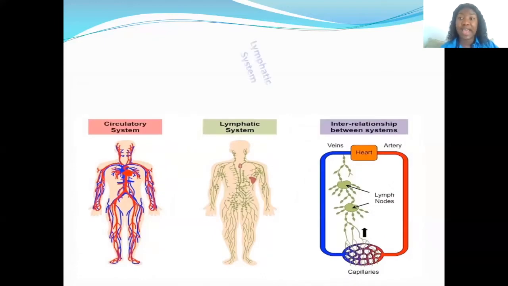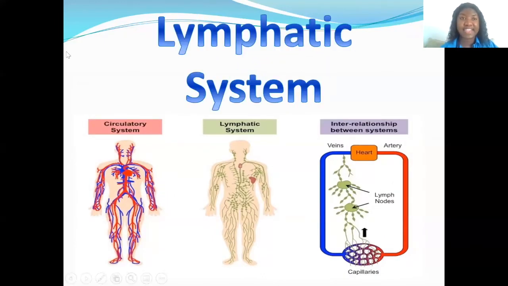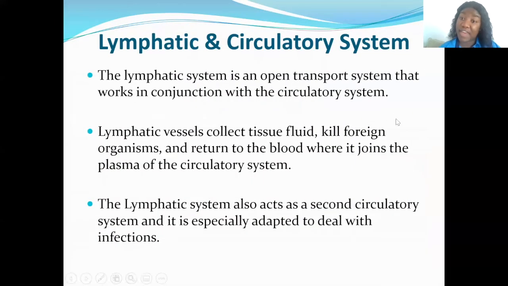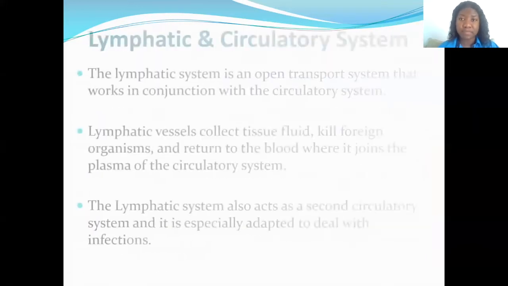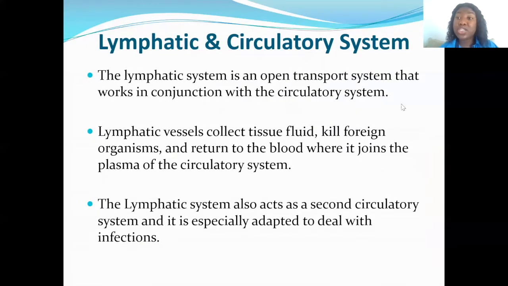The last class we had looked at blood groups, so now we're going to be looking at the lymphatic system. Okay, so let's carry on today. So like I said, we're going to be looking at the lymphatic system, okay? So what is the lymphatic system? It's basically an open transport system that works in conjunction with the circulatory system, okay?